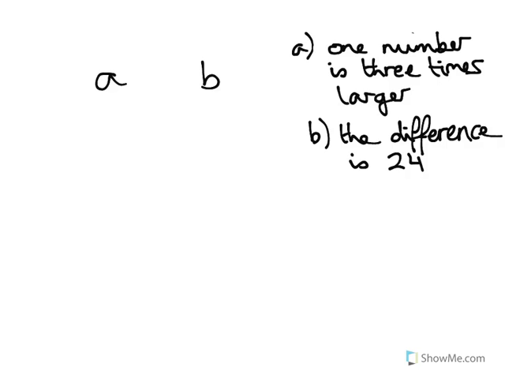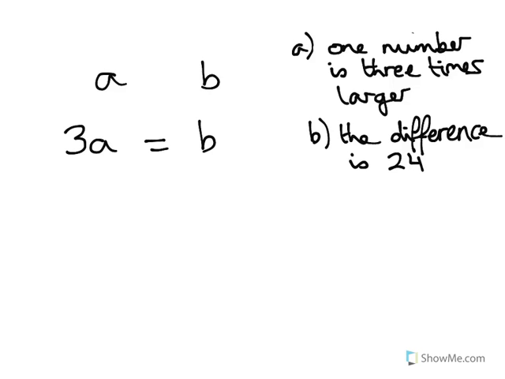So we have two numbers and we don't know the size of the numbers. We don't know what numbers they are, but we do know some facts about the numbers. We know that one number is 3 times larger. Well, if b is the larger number here, it would mean that we would need 3 times as many a's before we got the same number as we did b, because b is 3 times larger.